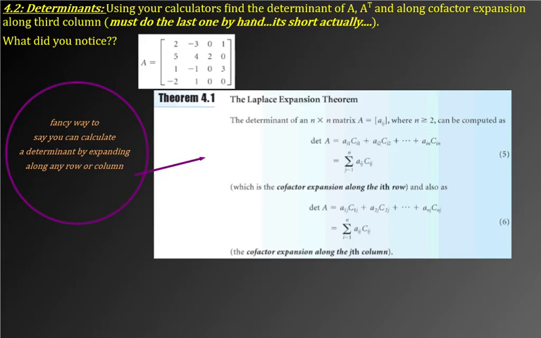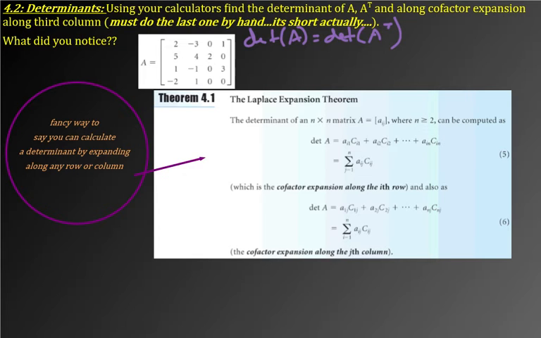If you plug this all in on your calculator, and then get its transpose, and take the determinant of both, what you would notice is that the determinant of A is equal to the determinant of A transpose, which is really nice.